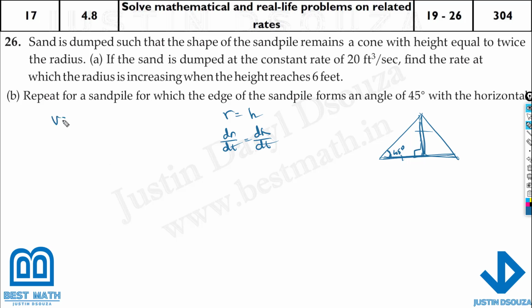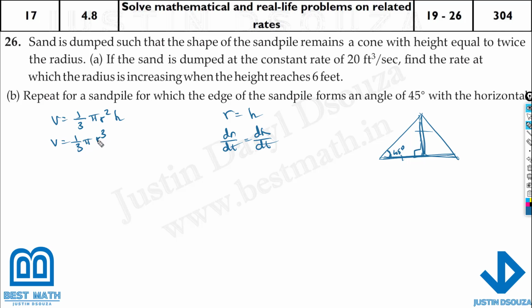We will use the volume. Volume is 1 by 3 pi r square h. But now I can use it in terms of r or h only. What I'll do over here is 1 by 3 pi, instead of r and h, I'm just going to use r cube. Now let me differentiate both the sides. Why? Because we have to find the radius. Repeat the same problem, right? We have to find the rate of change of radius.